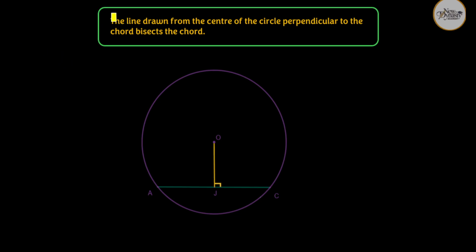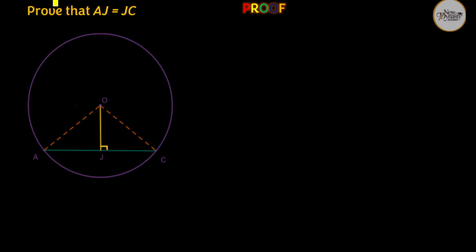The first theorem says the line drawn from the center of a circle perpendicular to the chord bisects the chord. So what is given in this circle? We are given that OJ is perpendicular to AC, and OJ is drawn from the center and it is perpendicular to the chord AC. So we are required to prove that AJ is equal to JC.